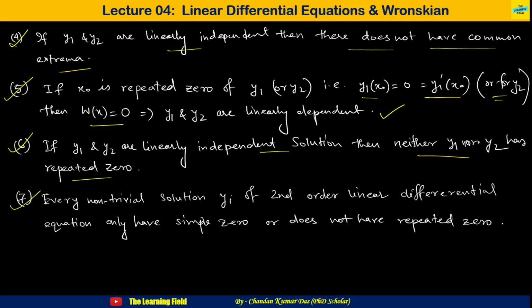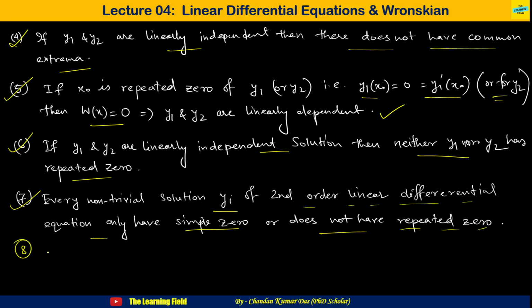Number 7: every non-trivial solution of a second order linear differential equation only has simple zeros, that is, it does not have a repeated zero. This also follows from the above result.